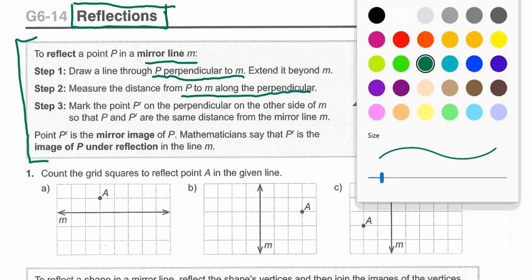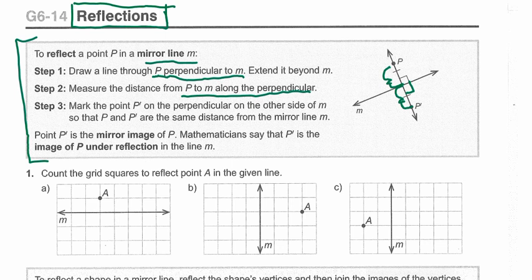So I'm just going to change colors here. So at the bottom it says point P prime is the mirror image of point P. Mathematicians say that P prime is the image of P under reflection in the line M.